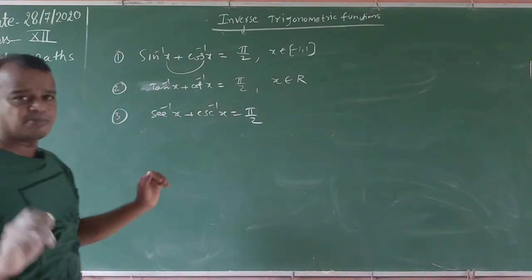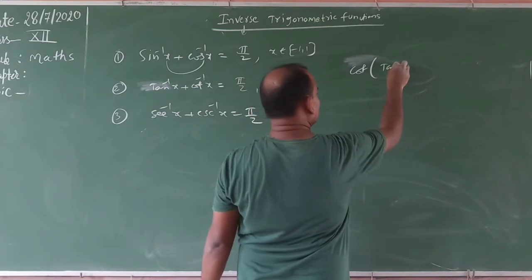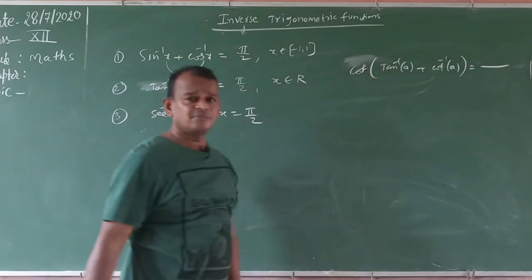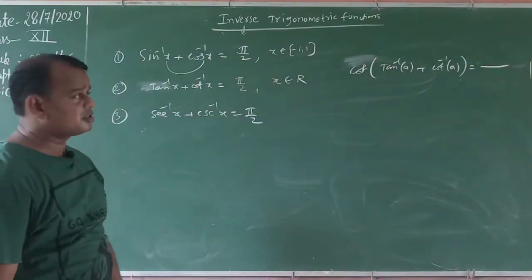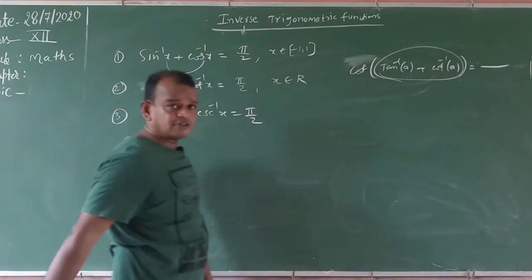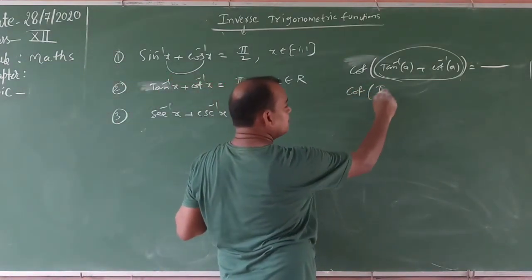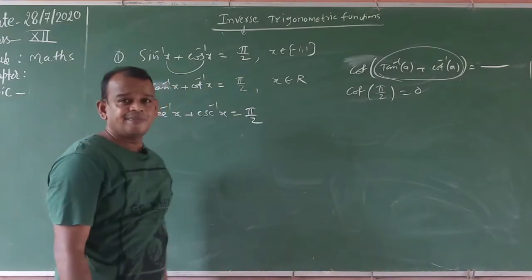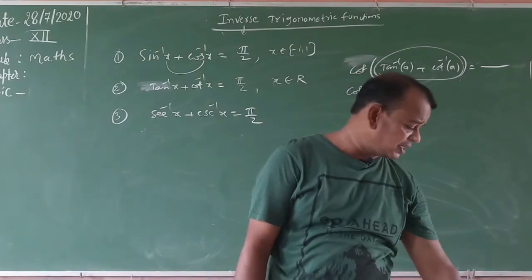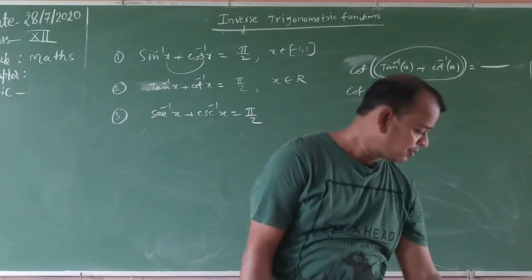Here remember, from the examination point of view, a simple question: find the value of cot of tan inverse of A plus cot inverse of A. First we remember the formula: tan inverse of A plus cot inverse of A is equal to pi by 2. Then cot of pi by 2 is how much? That equals 0.